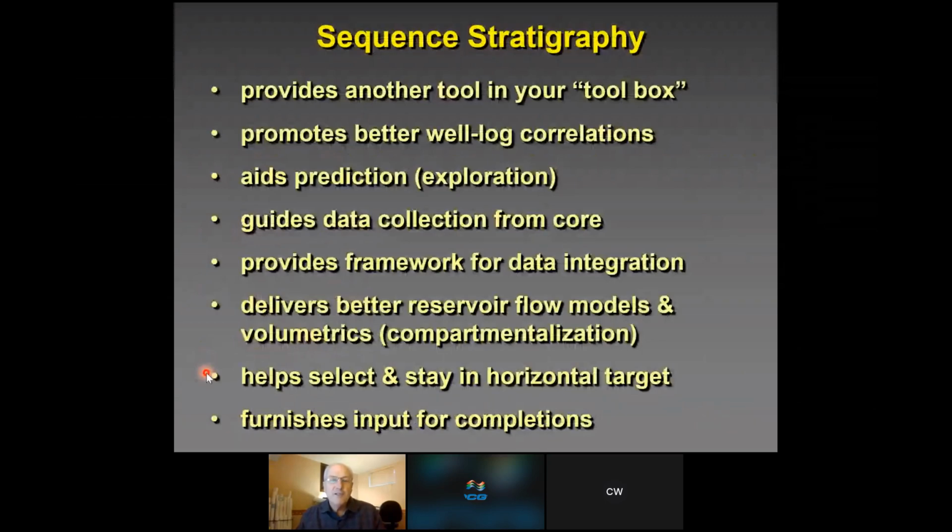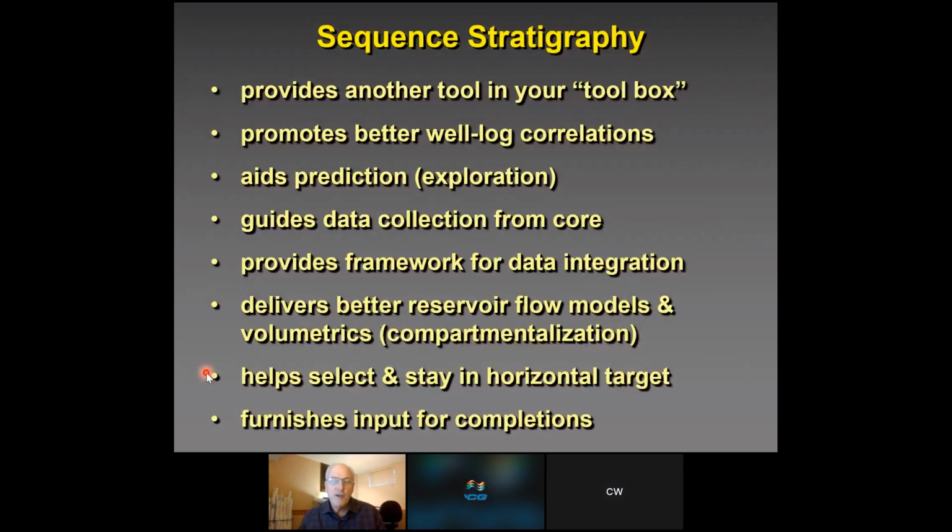To me, sequence stratigraphy isn't an end-all, be-all, but it does provide another tool in your interpretation toolbox. For the reasons that I list, one is that you can develop better well-log correlations if you use sequence stratigraphy and chronostratigraphic surfaces as your correlation markers. It also can help you explore. It aids in prediction. That's exploration.